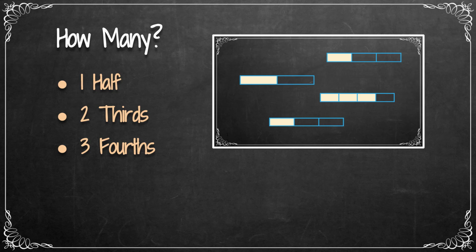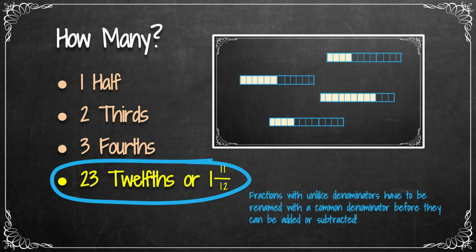Since all of the nouns are different, they cannot be joined together. This is why fractions with unlike denominators cannot be added or subtracted. But if you used equivalent fractions to find a common denominator between these fractions, you would find that the nouns could become twelfths and you would have 23 of them, or 1 and 11/12. Fractions with unlike denominators have to be renamed with a common denominator before they can be added or subtracted. But that's a lesson for a different day.